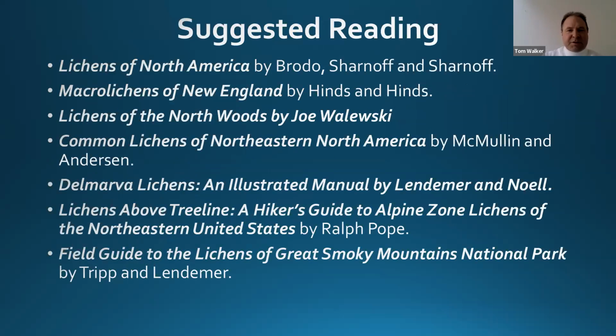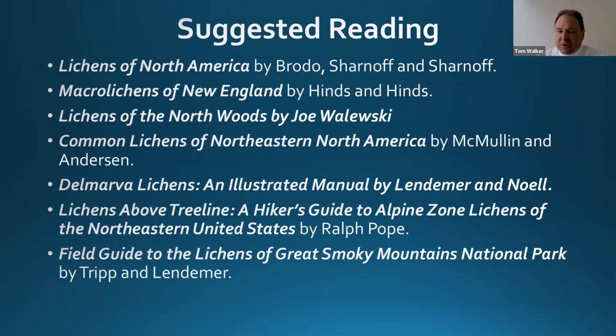And here are just some books. Lichens of North America is the Bible of lichens. It's a giant book, and you really don't want to bring it out into the field, but it's got loads of great information, lots of great photos, and there's an associated updated key, a dichotomous key to help you sort through the species, because this was written in 2001, so a little bit out of date, but still the best book. Macrolichens of New England by Hinds and Hinds.